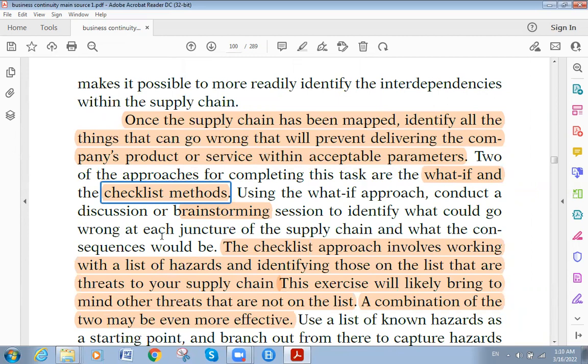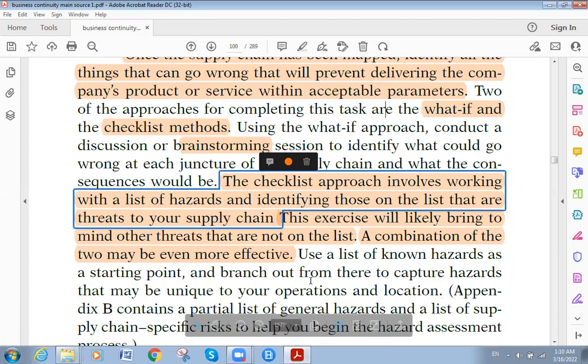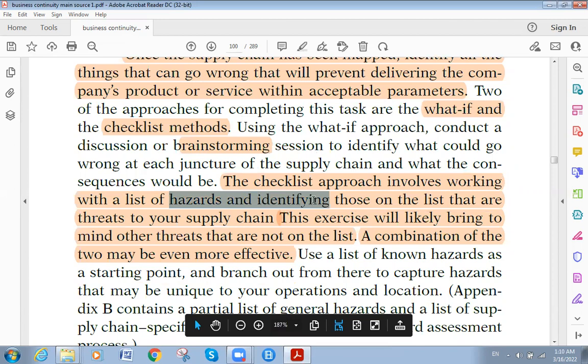Both the checklist method and what-if analysis will work, but we work basically on what-if analysis by brainstorming. In brainstorming, all the people of the supply chain management department will participate with their opinions and their estimations regarding the expected risk. The checklist approach involves working with a list of hazards and identifying those on the list that are threats to your supply chain. This exercise will likely bring to mind other threats that are not on the list. A combination of the two may be even more effective.